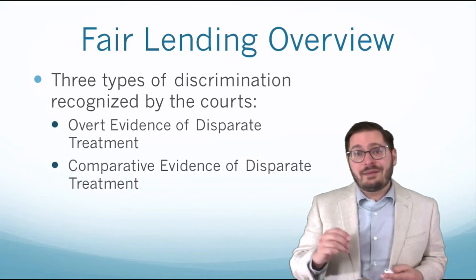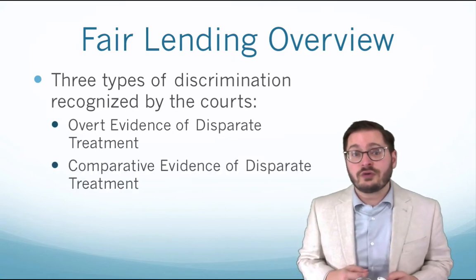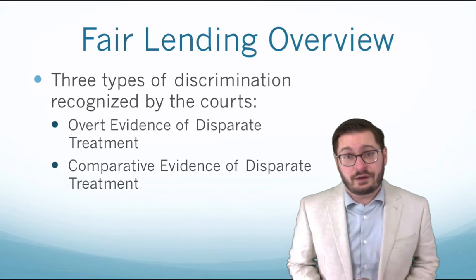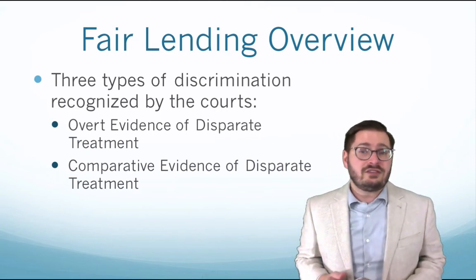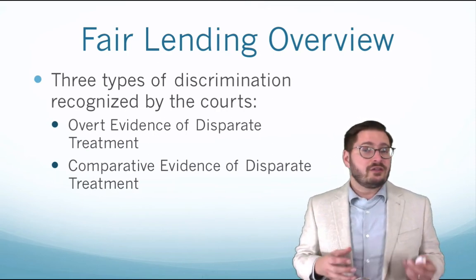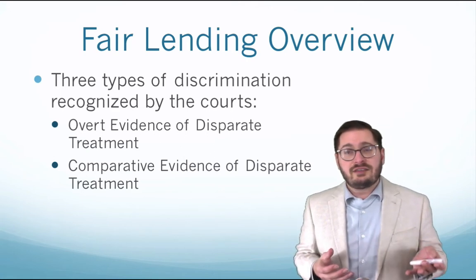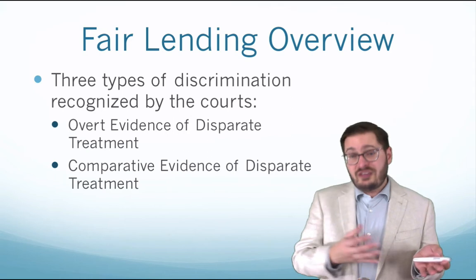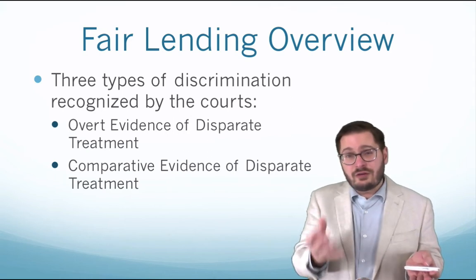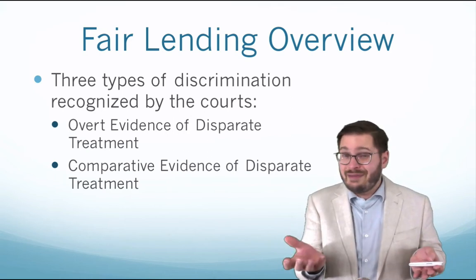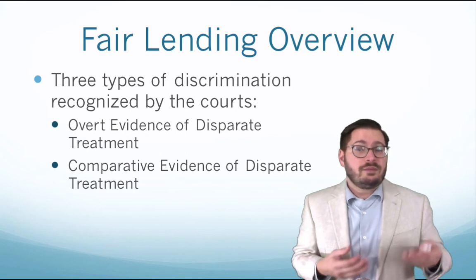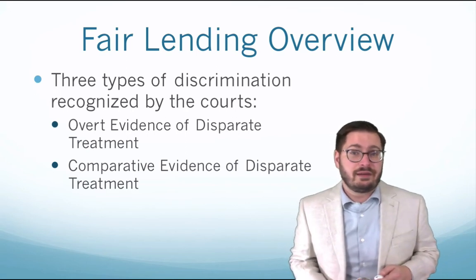The second type of discrimination recognized by the courts is comparative evidence of disparate treatment. Now, comparative evidence is when examiners compare the loans that you've done and they find that there is one loan to a protected class that was denied where a similar loan, a very, very similar loan to a control group, probably a white male, was approved. That would be comparative evidence of disparate treatment.